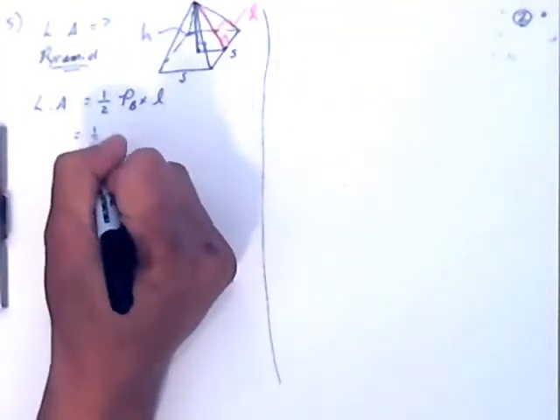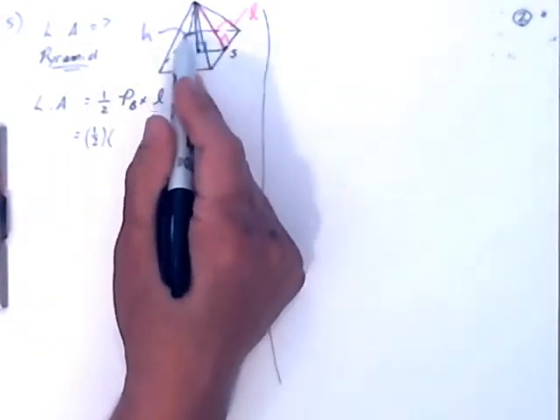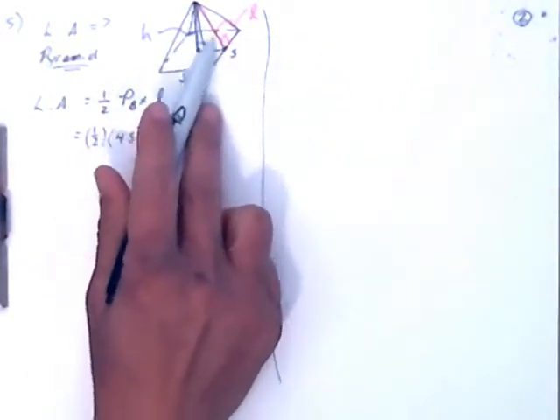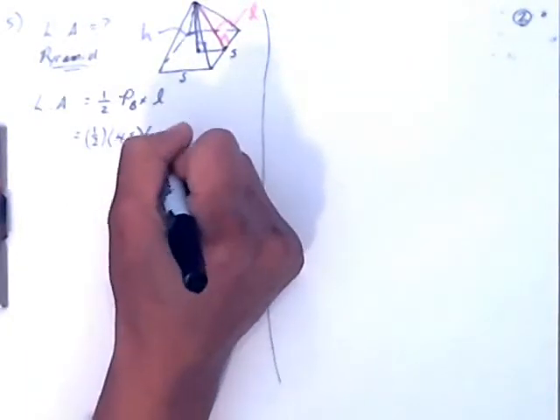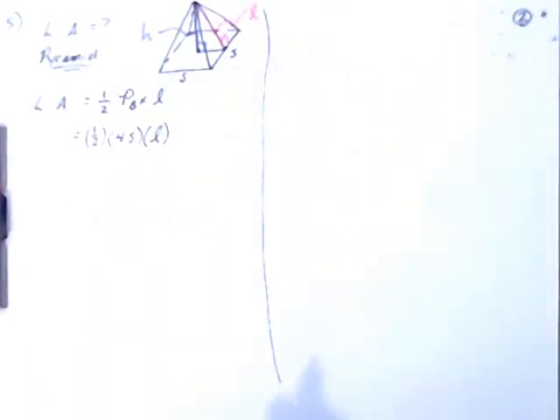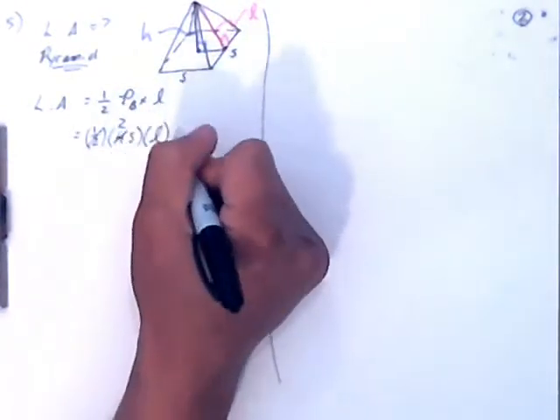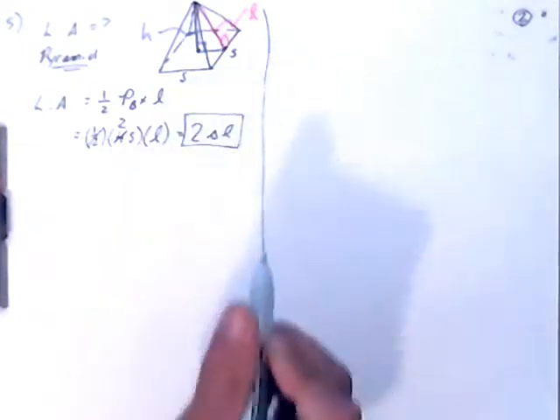That's equal to 1/2 the perimeter of the base, which is S plus S plus S plus S, which is 4S. Notice it's not the area. Area is S squared. It's 4 times S times the lateral height L. We don't know what that is. They just call it L. 1/2 of 4 is 2. So it's going to be 2SL. And there it is.